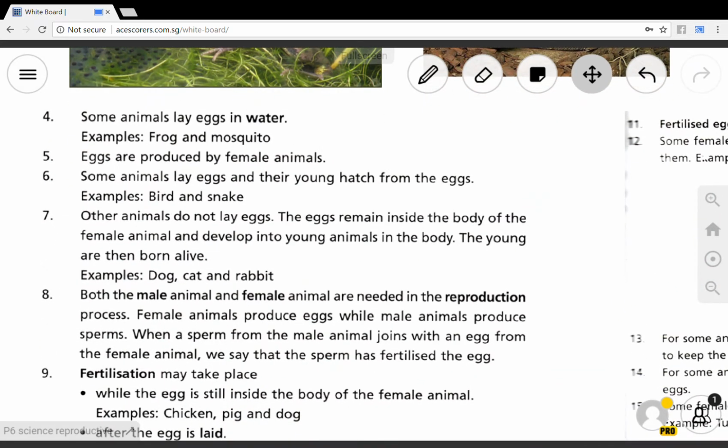So other animals do not lay eggs. The eggs remain inside the body of the female animal and develop into young animals in the body. Example, mammals: dog, cat, rabbit. So the egg is inside, whereas for some of them, the eggs are outside.